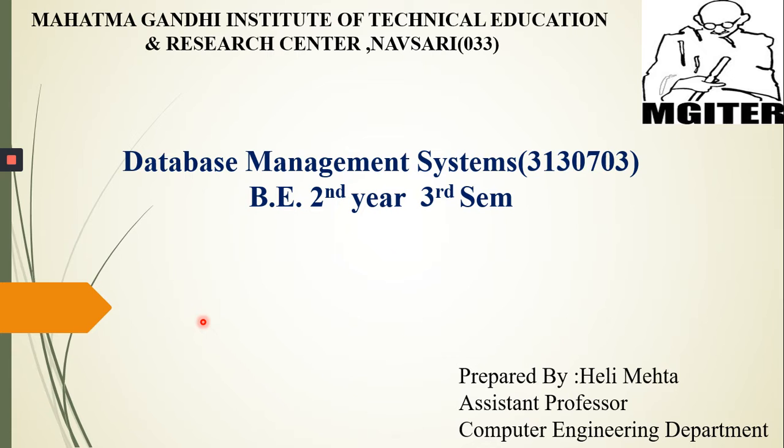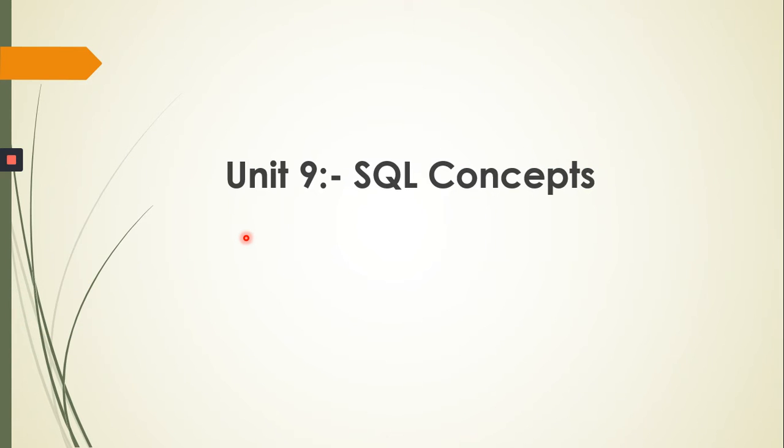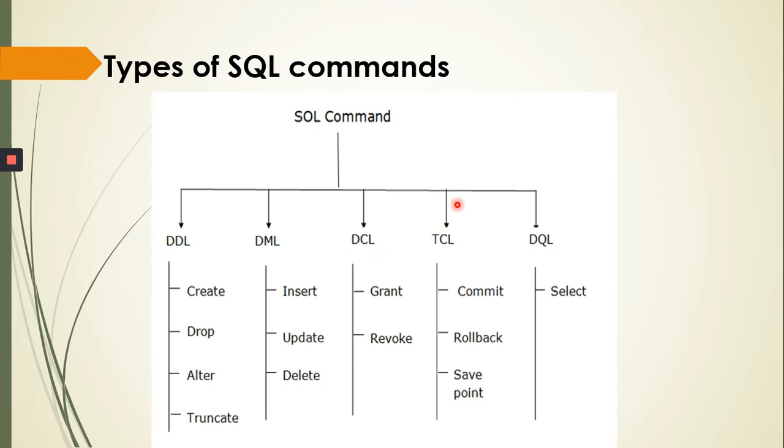Our subject is Database Management System. Our unit is 9, that is SQL concept. There are 5 types of SQL command: DDL, DML, DCL, TCL and DQL. In the previous 2 lectures, we completed DDL command and DML command. In today's lecture, we will complete DCL command and TCL command. In DCL, there is the grant command and revoke command. In TCL, there are commit command, rollback command and save point command.